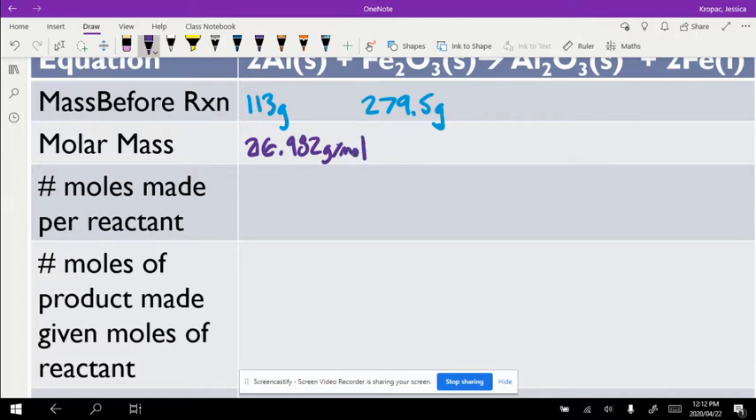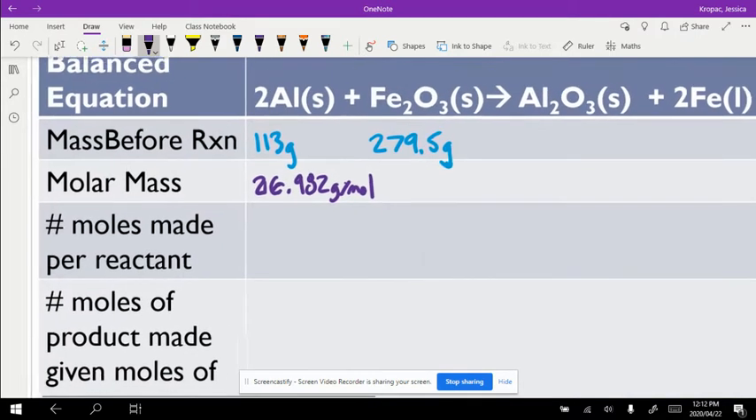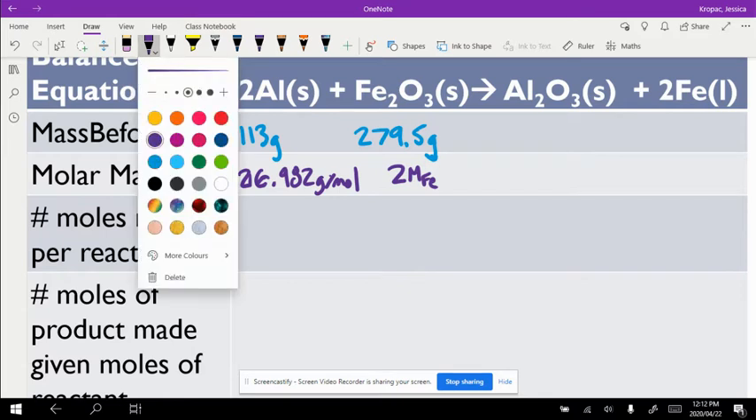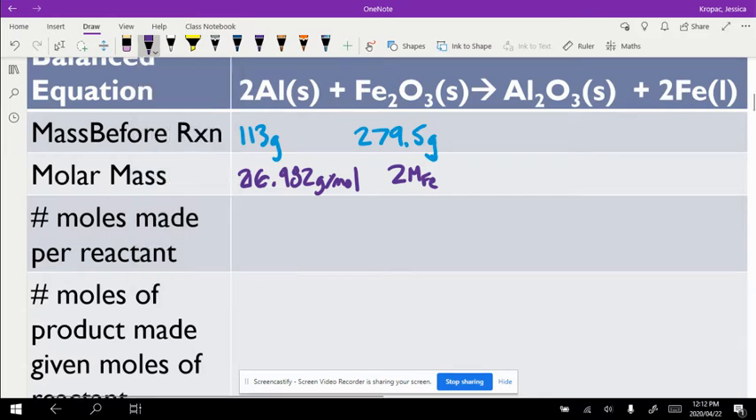My molar mass for iron oxide is a little bit trickier because it's actually a compound. So to figure out my molar mass of iron oxide, I'm going to have to take the molar mass of iron and times it by 2. Why am I multiplying it by 2? Because I have 2 irons. I'm then going to add to it my molar mass of oxygen, but I'm going to multiply that by 3. Why am I multiplying it by 3? Because I have 3 oxygens.